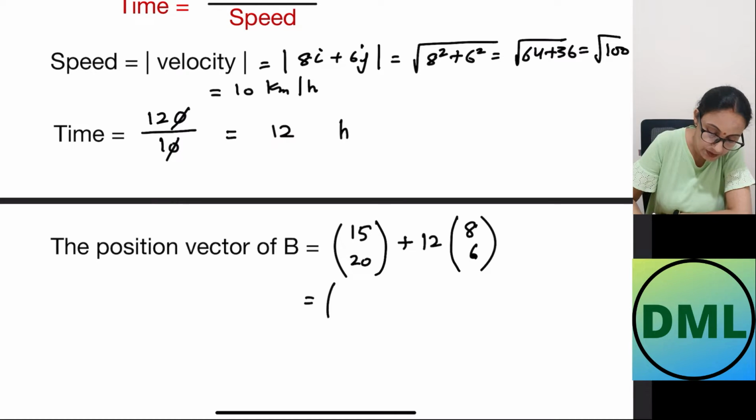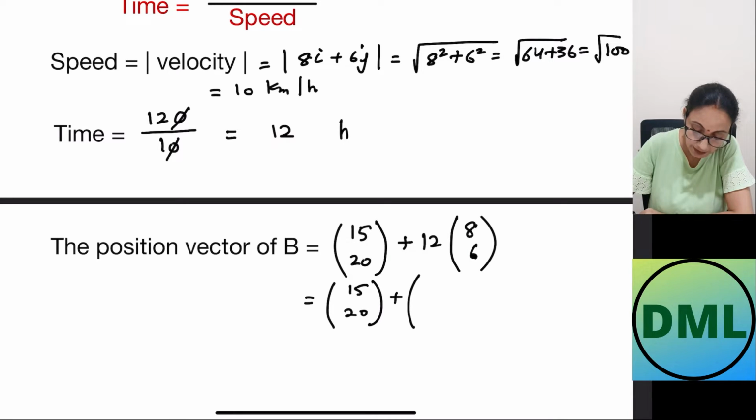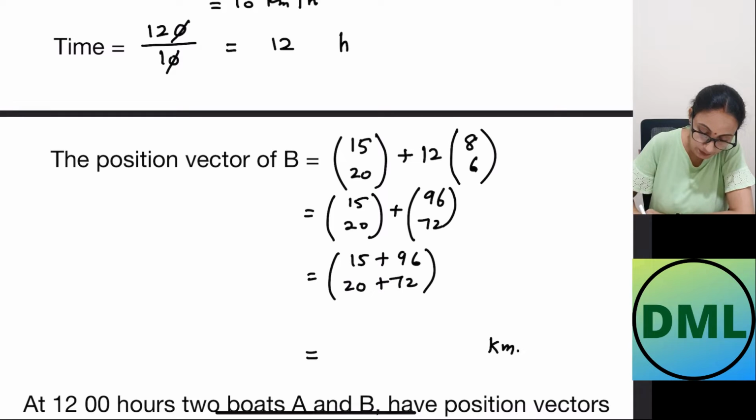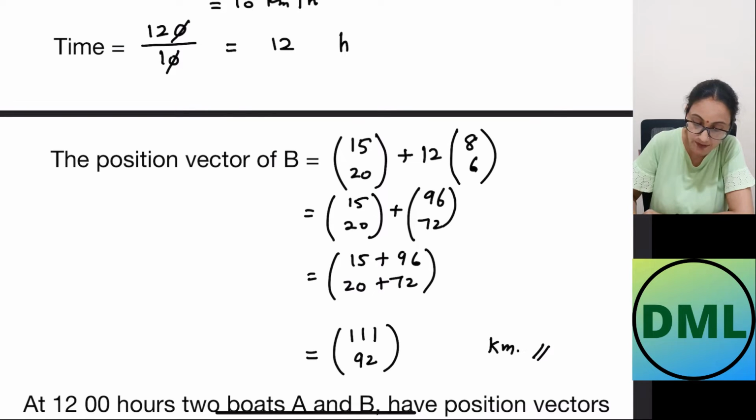So if I solve it, it will be 15, 20 plus 12 times 8 is 96, 12 times 6 is 72. So I need to add that: 15 plus 96 and 20 plus 72, which will be equal to 111 and 92 kilometer. That will be our position vector of B. Let's see one more example.